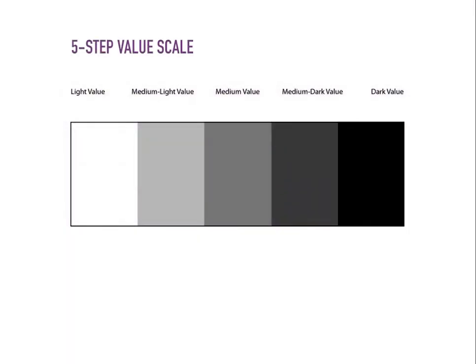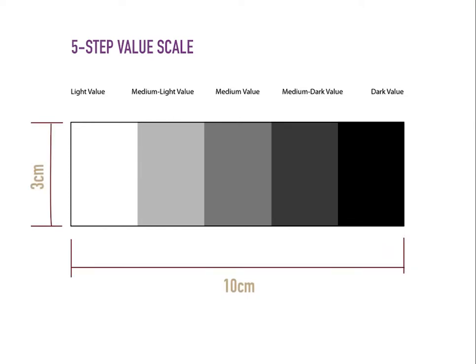The 5-step value scale. Here is a simplified value scale showing only 5 steps, with pure white on the left and pure black on the right. In other words, from light value to medium to dark value. Create this 5-step value scale in your sketchbook. The dimensions of the entire block will be 10 cm for the entire length and 3 cm for the height. So each of the smaller blocks will be 2 cm wide.